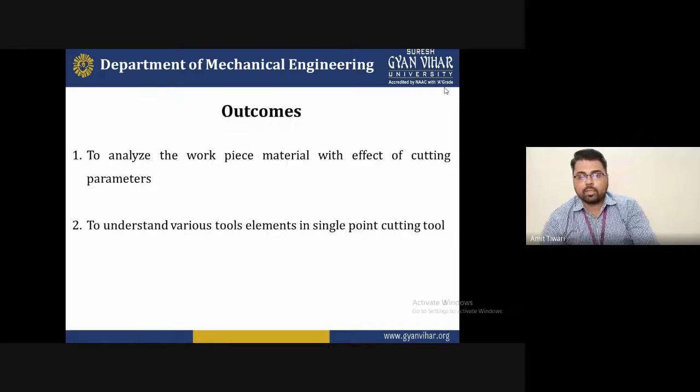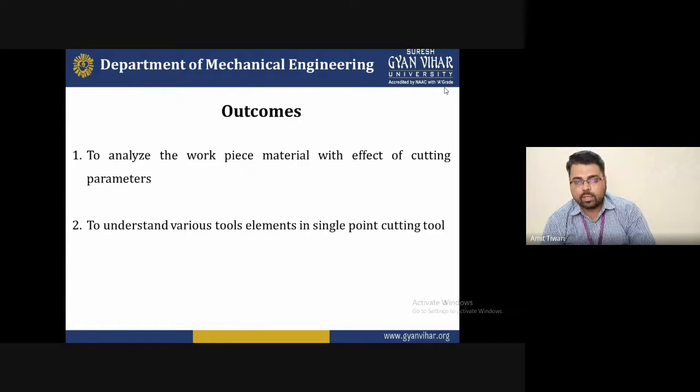The outcome of today's lecture is that we can understand the cutting parameters and the workpiece, which are related to chip formation. What is the effect of the cutting parameters on the workpiece? You will understand this by the end of the session. Whenever you perform any machining operation in your practical or experimental work, it will help you understand how we can generate good machinability and good surface quality. We can understand this with the help of this lecture.